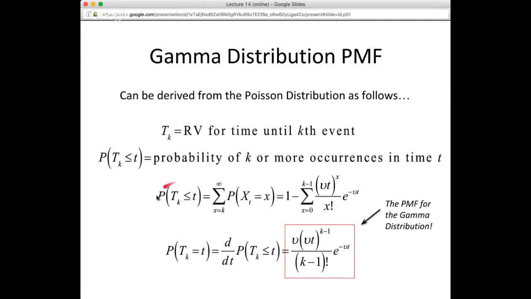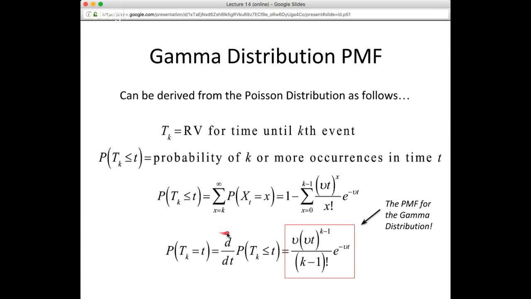And so we can write that out in terms of the Poisson distribution. The probability that T_k is less than or equal to t is just the probability that we get exactly x events in time t, where x goes from k to infinity. And of course, that's 1 minus the complement, the probability that we get x events in time t running from x equal to 0 to k minus 1. So I'm just taking the complement and making it 1 minus. And this is the CDF for the time to the kth event, just by definition, the CDF for T_k.